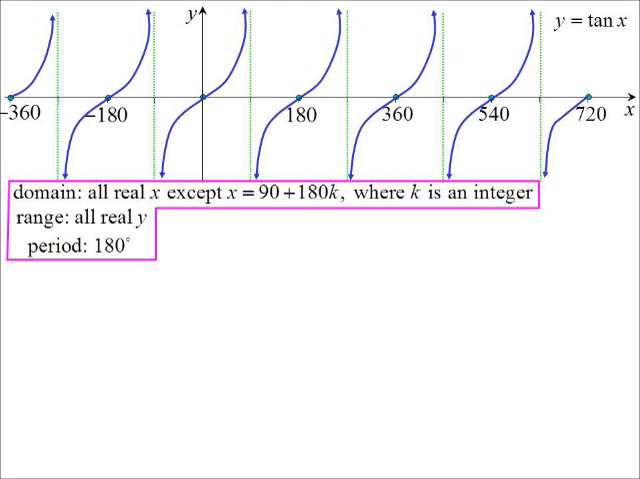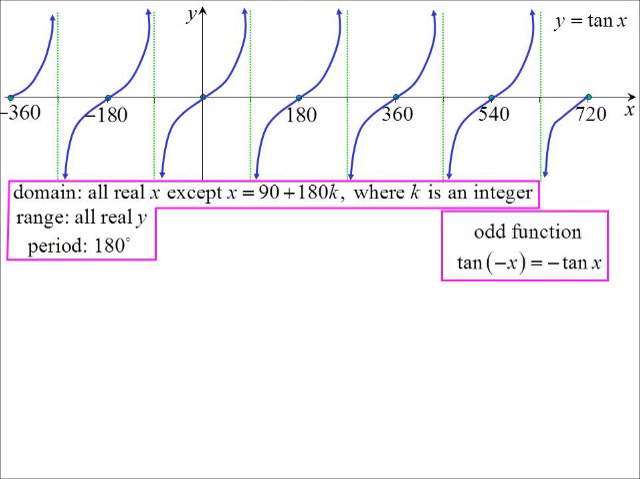It also has symmetry, if you look at it. This one's got the rotational symmetry. So tan is an odd function. So if you had to find the tan of negative x, you could do the negative of tan x.